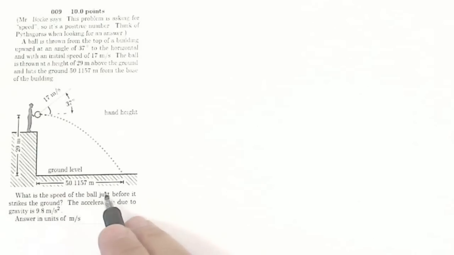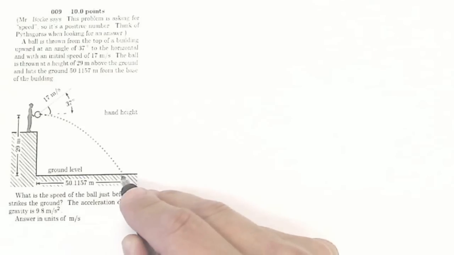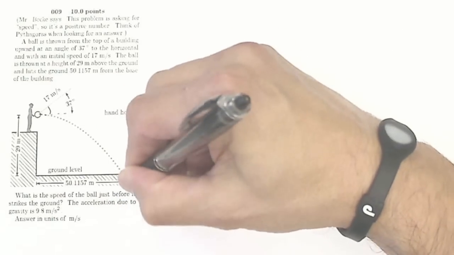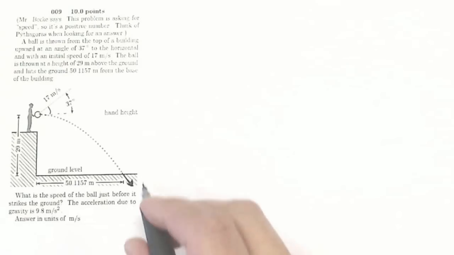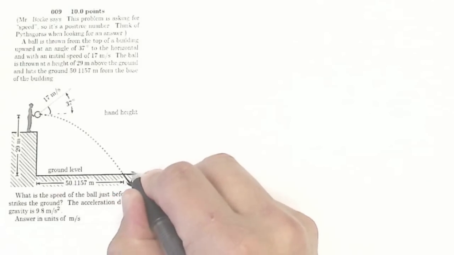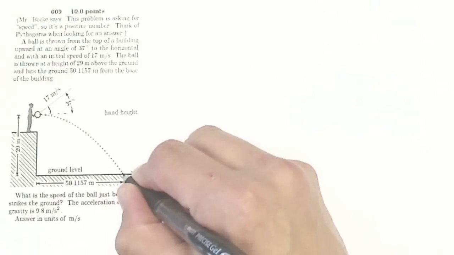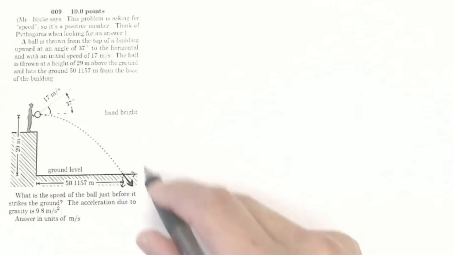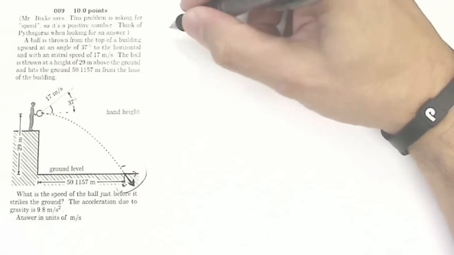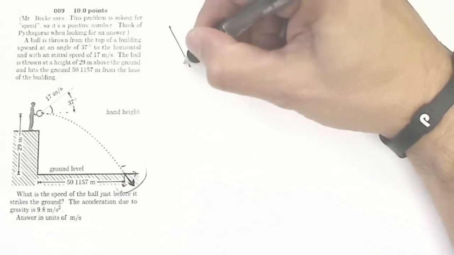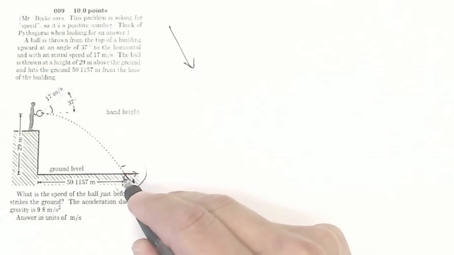What is the speed of the ball just before it strikes the ground? So I'm looking for the speed of the ball. Now, the ball, when it hits the ground, is going to be going in this direction. So how do I figure out that speed? What I need is my x component of the speed, and I'm going to need my y component of the speed. So let's look at this a little bigger. I'm going to have a speed that's coming down at an angle somewhere like this, right? So we'll just say that's what's happening here.